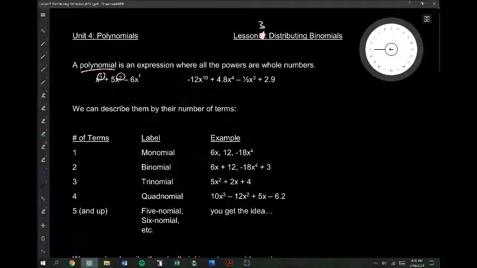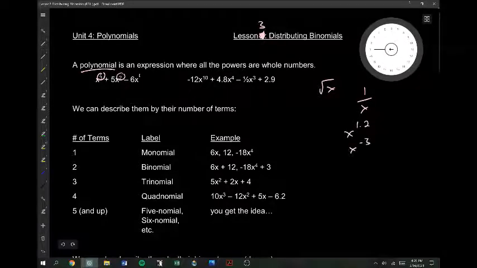If you have something like a square root of x, or x in the bottom of a fraction, or x with a non-whole number power, you don't have a polynomial. So all of our polynomials we're dealing with in this chapter are going to have whole number powers at all times. We can describe polynomials a couple ways.